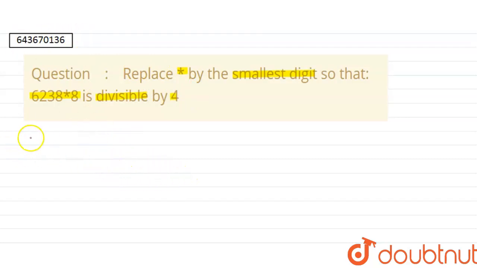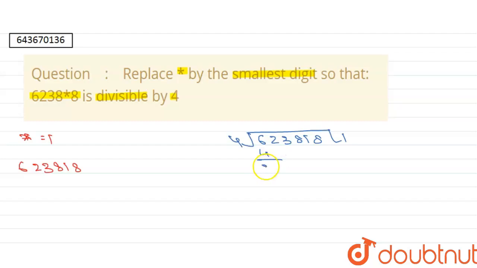So in first case, let us put star is equal to 1. Then the resulting number will be 623818. Now let us check if it is divisible by 4 or not. 623818 divided by 4. 4 into 1 is 4. The remainder comes 2. This 2 will come here.